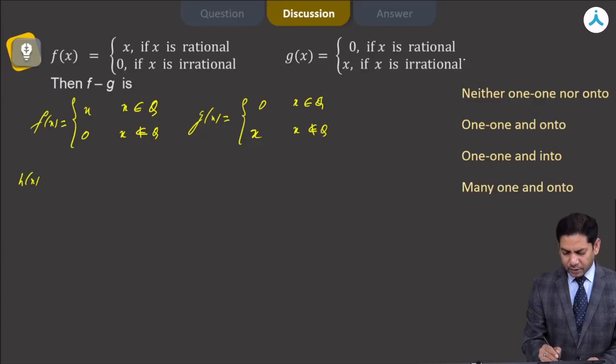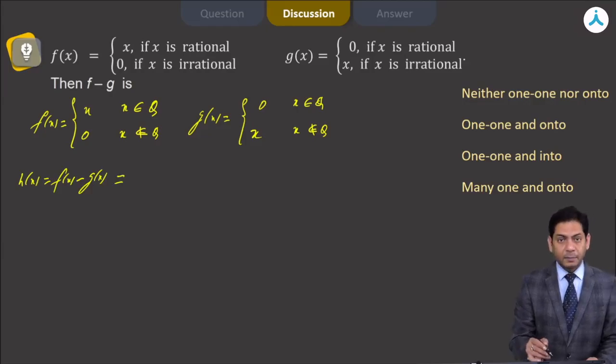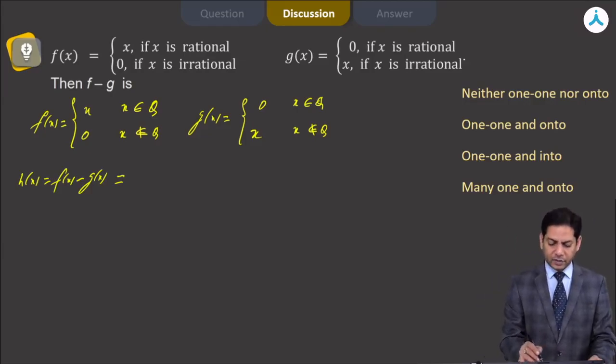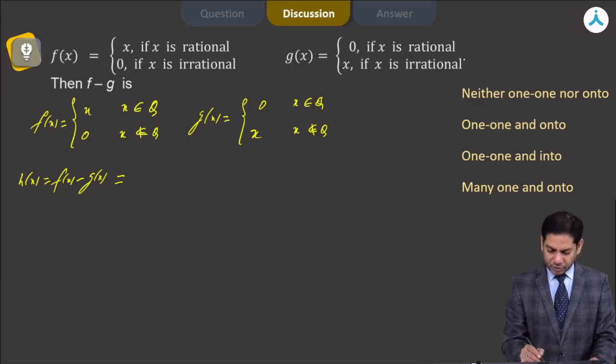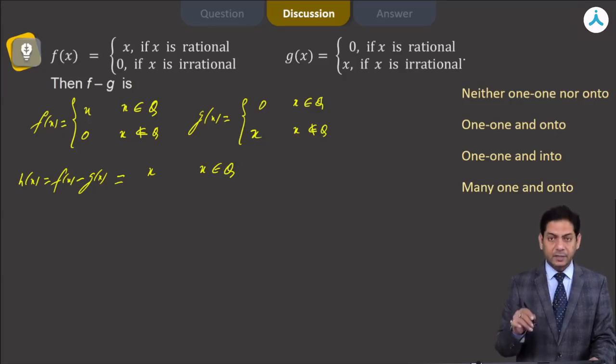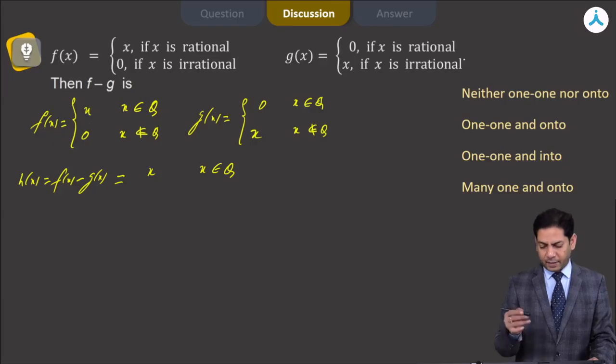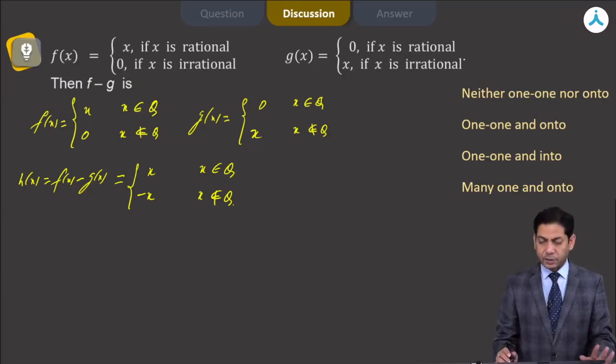The function, let's call it h of x, equal to f of x minus g of x, can be obtained very easily in this case. For all the rational numbers, f of x is defined as x and g of x is defined equal to 0. So f of x minus g of x will be equal to x minus 0 if x is a rational number, and if x is an irrational number then f of x is 0 and g of x is equal to x. So f minus g will be equal to minus x if x is not a rational number. So this is our h of x function.